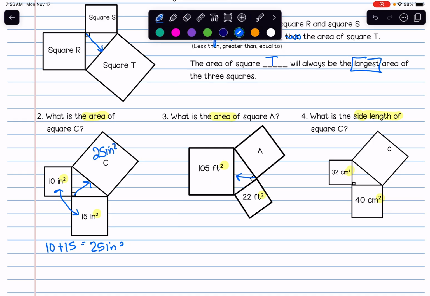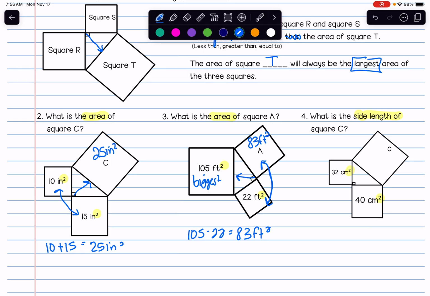So on here, I'm not going to be adding these two because they gave me the biggest one. They gave me my hypotenuse. So I'm actually going to be subtracting these. I'm going to do 105 minus 22 because I should have added the two smaller ones to get the biggest one. So 105 minus 22 gives me 83 feet squared.